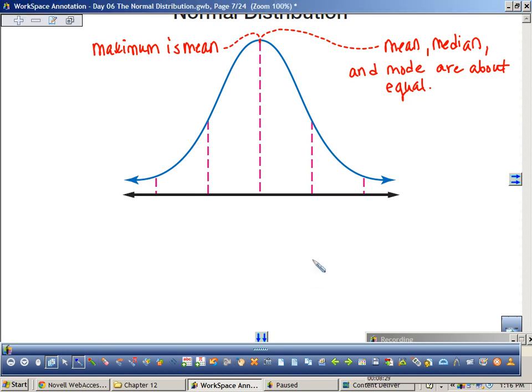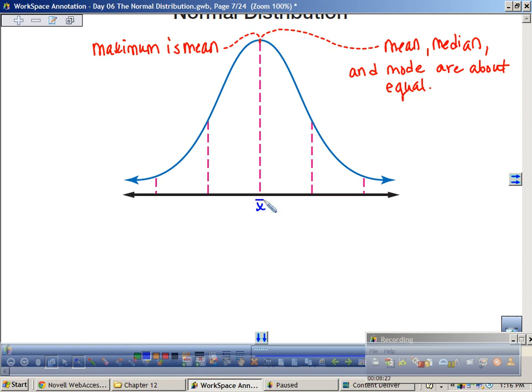So in every normal distribution, and here's our X bar, our mean, 68% of data will be within one standard deviation.